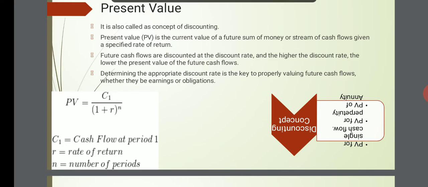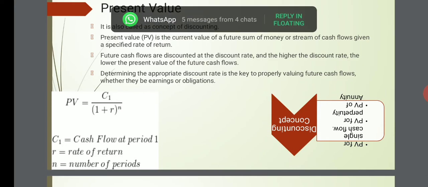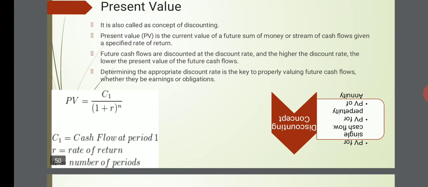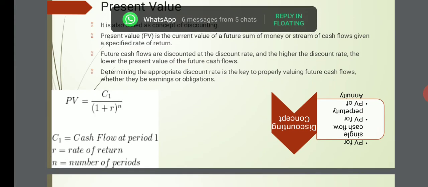Determining the appropriate discount rate is the key. Properly valuing future cash flows, whether they be earning or obligations. So how do we find out the present value?